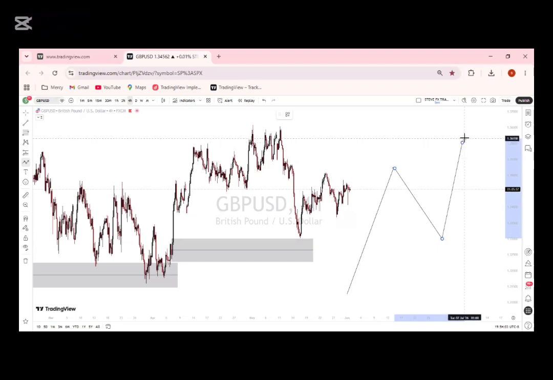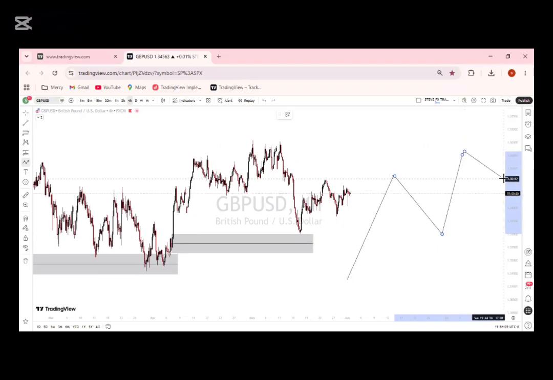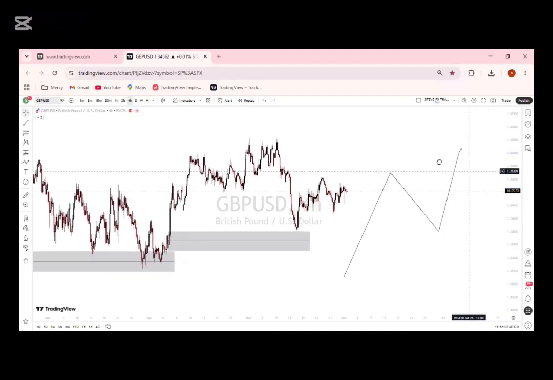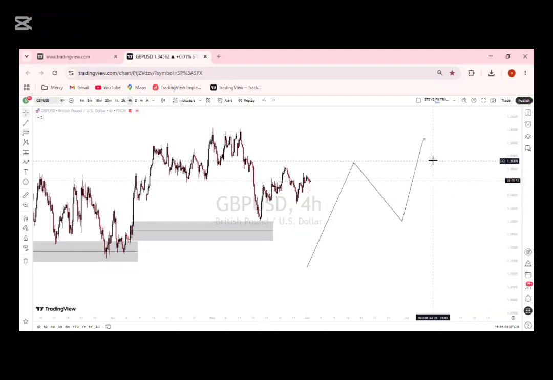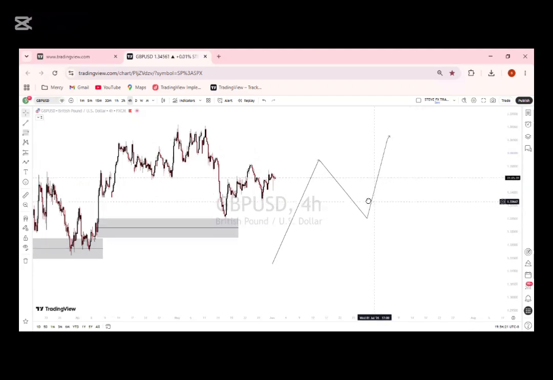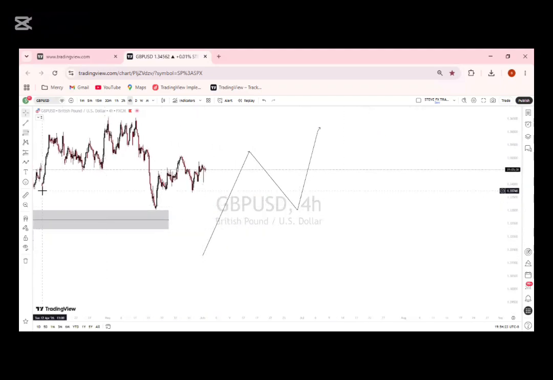Now let's move on to another important concept when it comes to trading RTO. Why does price normally retrace back? Price retraces back due to three particular reasons. The first one that we are going to talk about is liquidity. The reason price pulls back is to grab liquidity before the market moves.